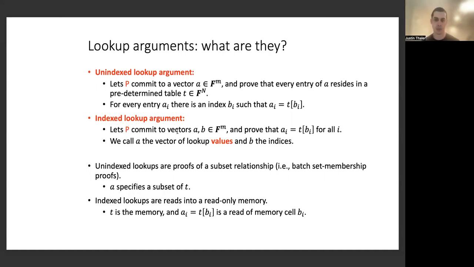So saying that AI equals T of BI is the same as saying that if you read cell BI of the memory specified by the table, the value stored there is AI. At the end of this presentation, I'll give yet other ways to view index lookup arguments. Thinking of lookup arguments as lookups is very useful, and other ways of viewing them, which are completely equivalent, are also useful. It's good to formally state and clarify all of the views. Anyone want to ask any questions at this point?